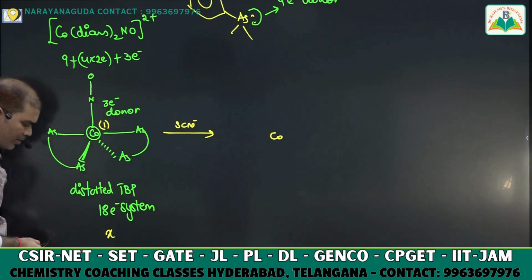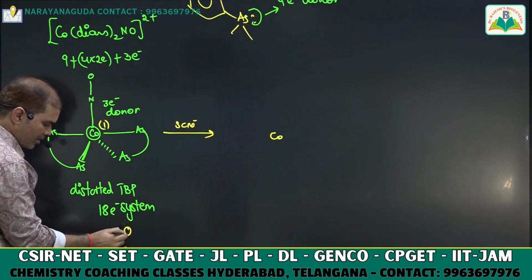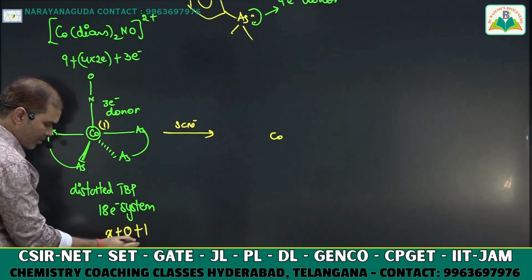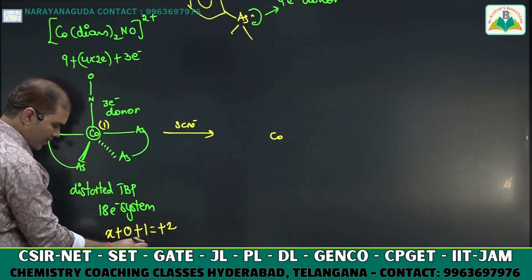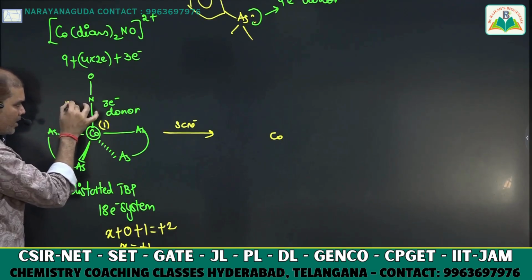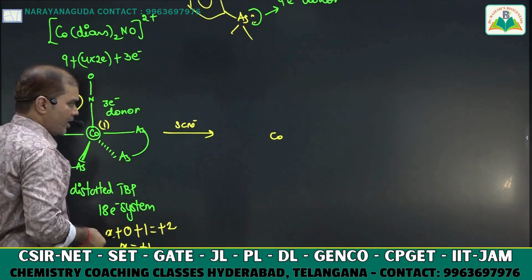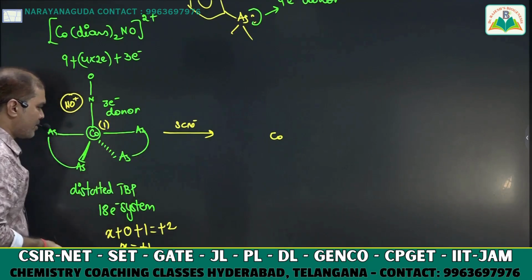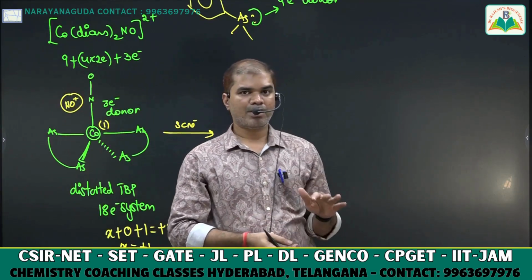For cobalt, if I don't know the oxidation state, I am taking it as X. Diarsine is 0. Nitrosyl I am taking as +1. Altogether this is equal to +2. So X is equal to +1. So nitrosyl here we are considering as NO plus. Then once thiocyanate is added, it is adding 2 electrons. So the 18 electron system will be converting into a 20 electron system, which is unstable.